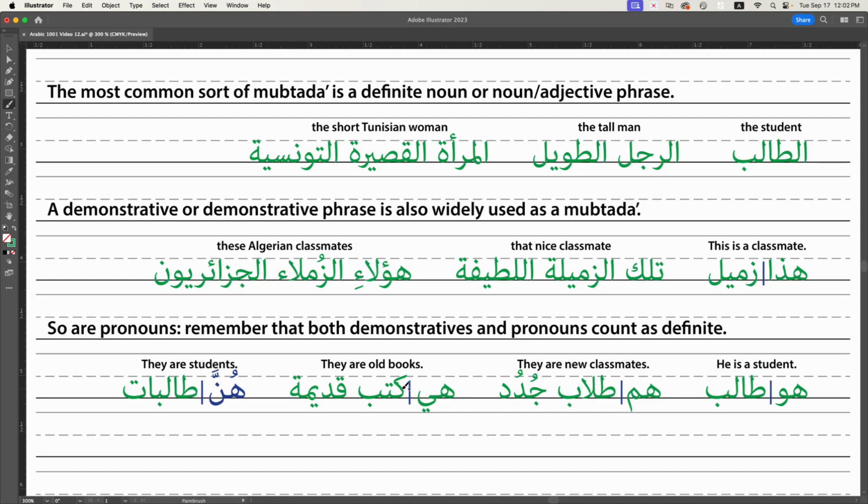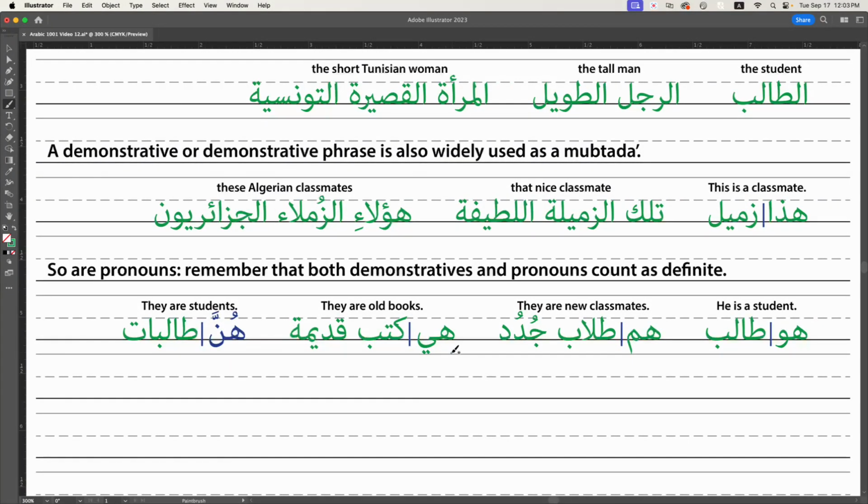Kutub are books. Kutub is non-human plural, so we have to treat it as feminine singular. So we have to say hiya. In English, we would say they because books are plural. But in Arabic, we have to say she. I've gone over this before, but I'll go over it again and again and again because it is one of the most confusing parts about basic Arabic. So hiya kutub qadima. They are old books. In Arabic, we have to say she is old books.